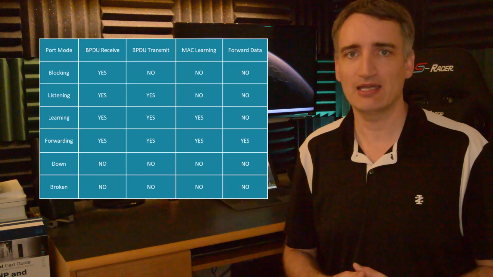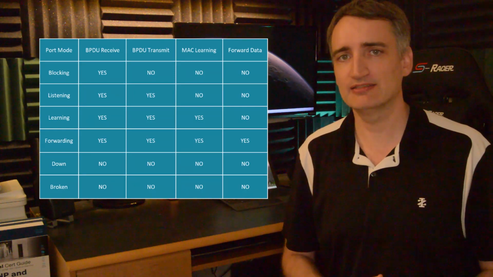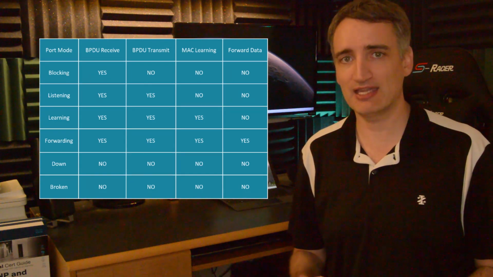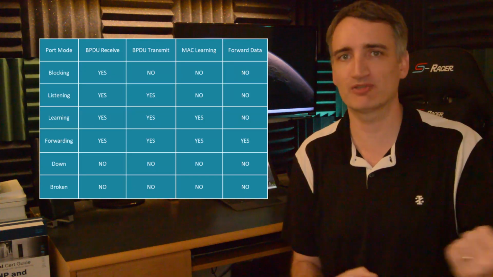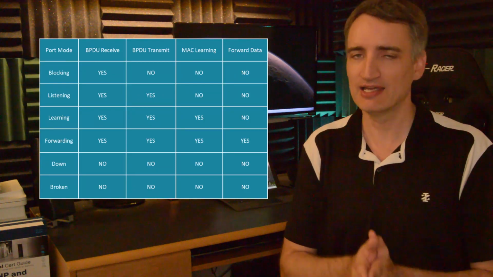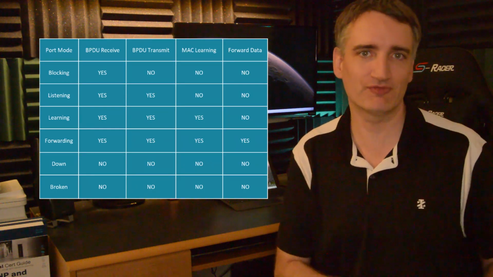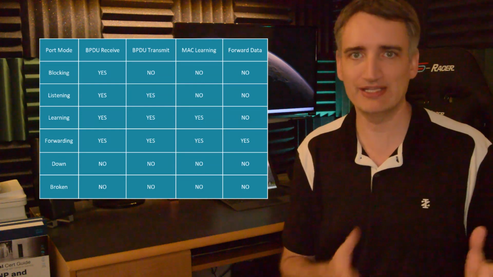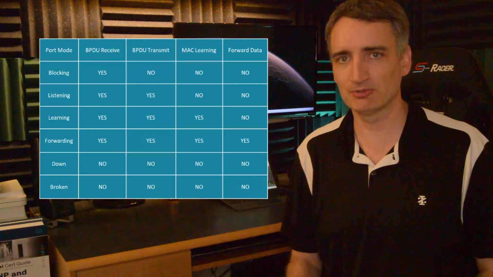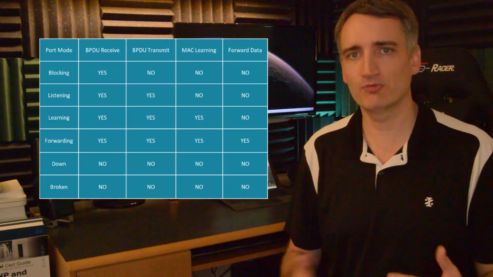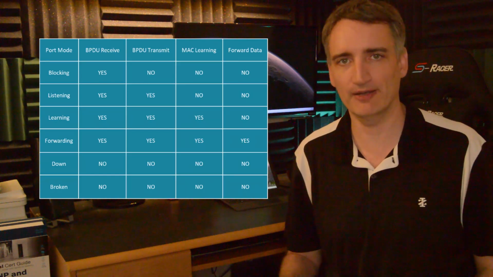And then there is a broken or error disabled state. This state happens if there is a configuration issue or something is wrong with the traffic either being received or sent on that interface, and the switch has decided that the best course of action is to bring down the interface to prevent other issues from going on. So if you have an interface in broken state or error disabled state, then you're going to need to do some troubleshooting on that interface to figure out what's going on.